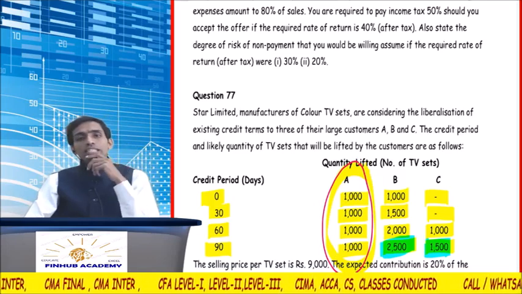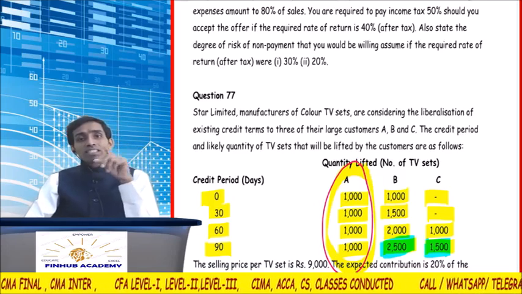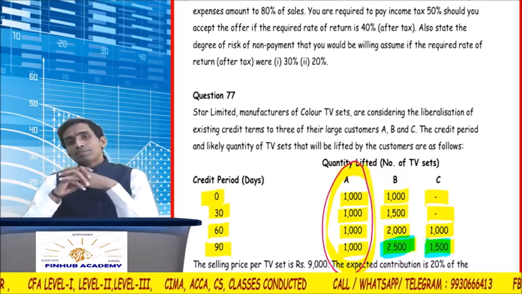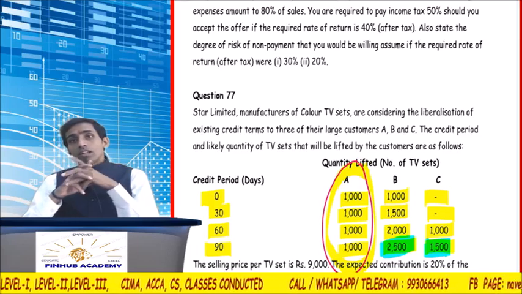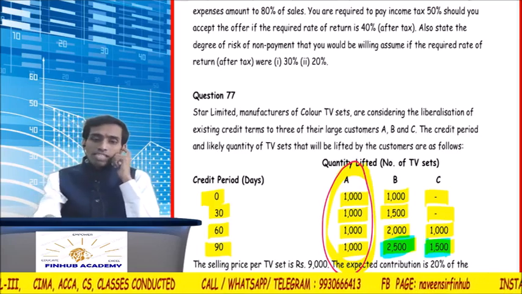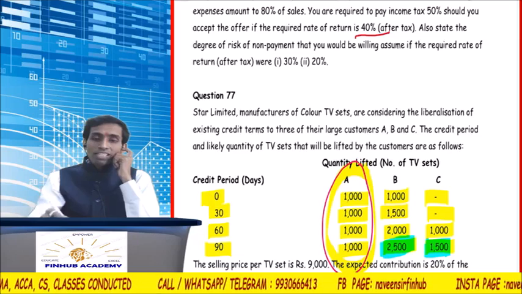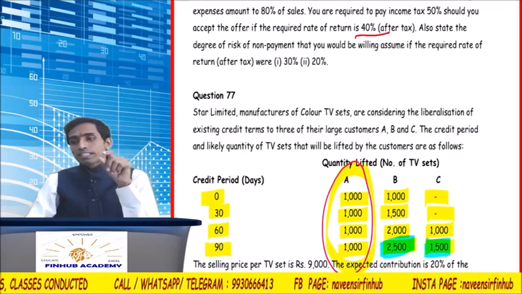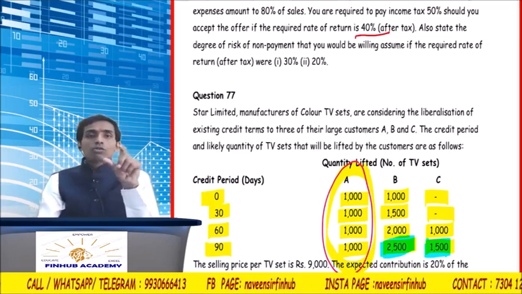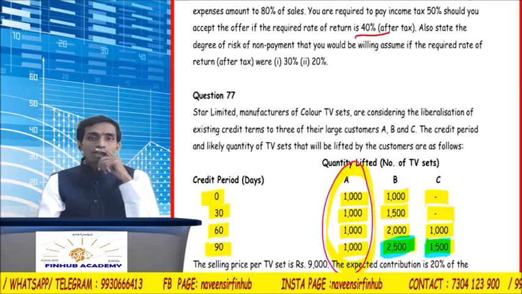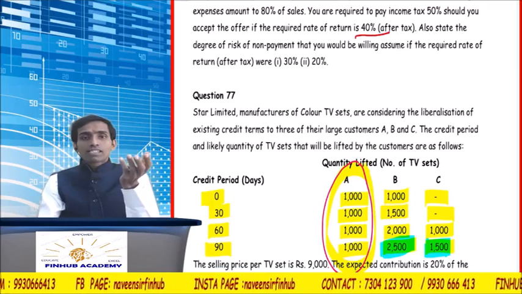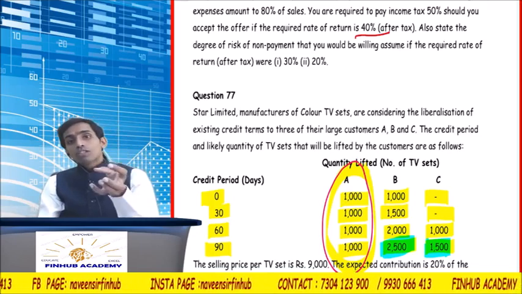See, on your calculator, take 6,000. 6,000 was the investment. Correct. On 6,000, listen carefully, 40% was the required rate of return after tax. So 6,000 into 40%, what will I get? Amount 2,400. What is that? PAT. Profit after tax. If I want, 2,400 is PAT.